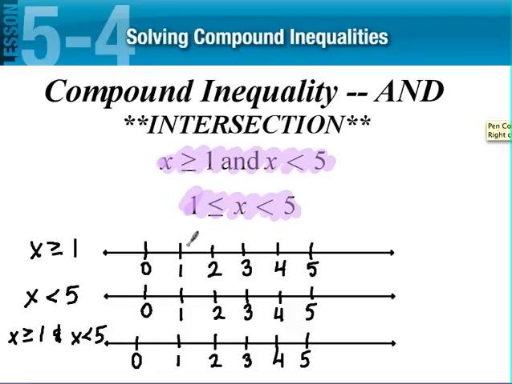What that means is I'm going to put a closed circle on 1. And which way am I going to shade? To the right. Good. Now the next one, x is less than 5. What am I going to have? Open circle on 5, shade to the left. Now my final answer, or my intersection of the two, is where both of the top 2 lines are shaded.